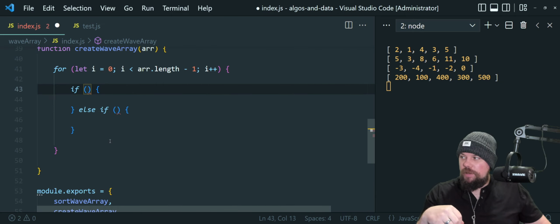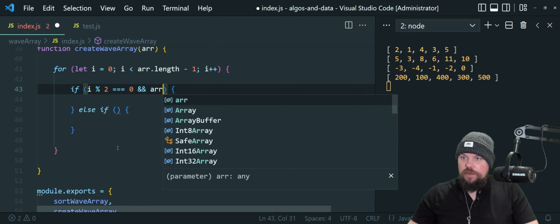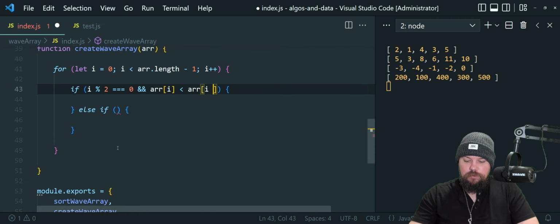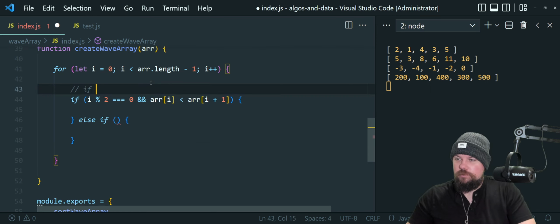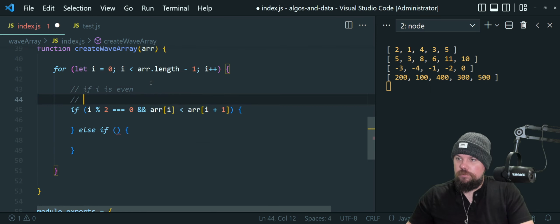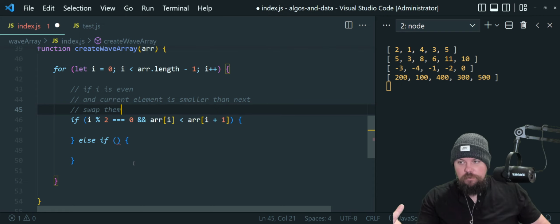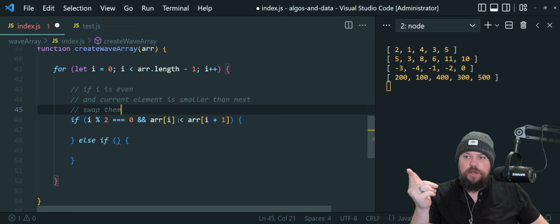So check that out. We're going to be looking at our iterator. If our iterator is even, right? And the current element is less than the next element, that means we swap them, right? So, if even and current element is smaller than next, swap them. That is our logic here, right? So for every even index position, we look at an element and the one next to it, and then swap them if this one is smaller than the next one.